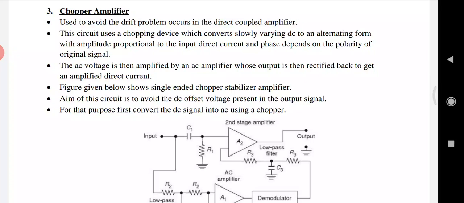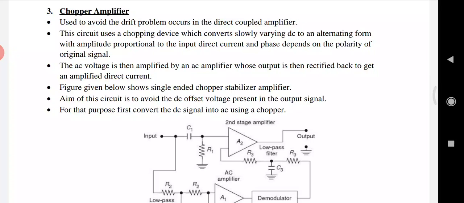In a DC amplifier, drift is observed, which is an unwanted change in output voltage without a change in input voltage. This is mainly caused by a change in the collector current and voltage, and therefore the output voltage changes. So in order to avoid the drift problem, we have to use this chopper amplifier.